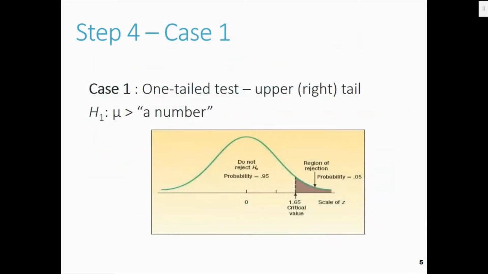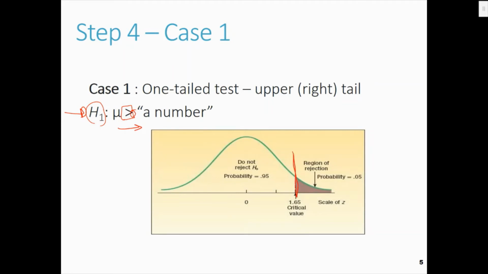Case 1. The case 1 is when we test one tail, and it's the upper or right tail. How do we know that we're in the upper or right tail? From the setup of our step 1. If the alternate hypothesis, H1, is testing for more than, then we're on the upper tail. Okay, more than, if you see it, the symbol is pointing to the right.